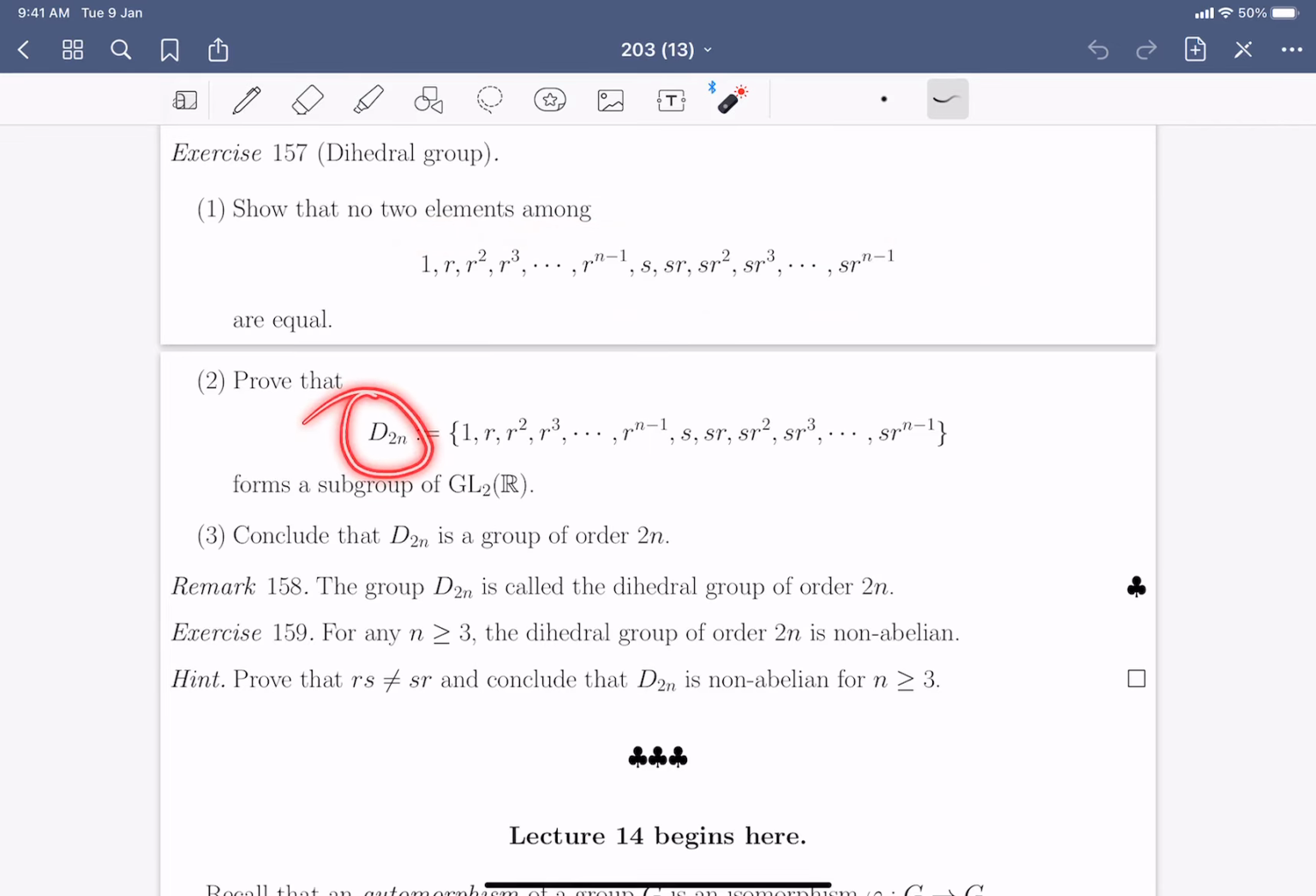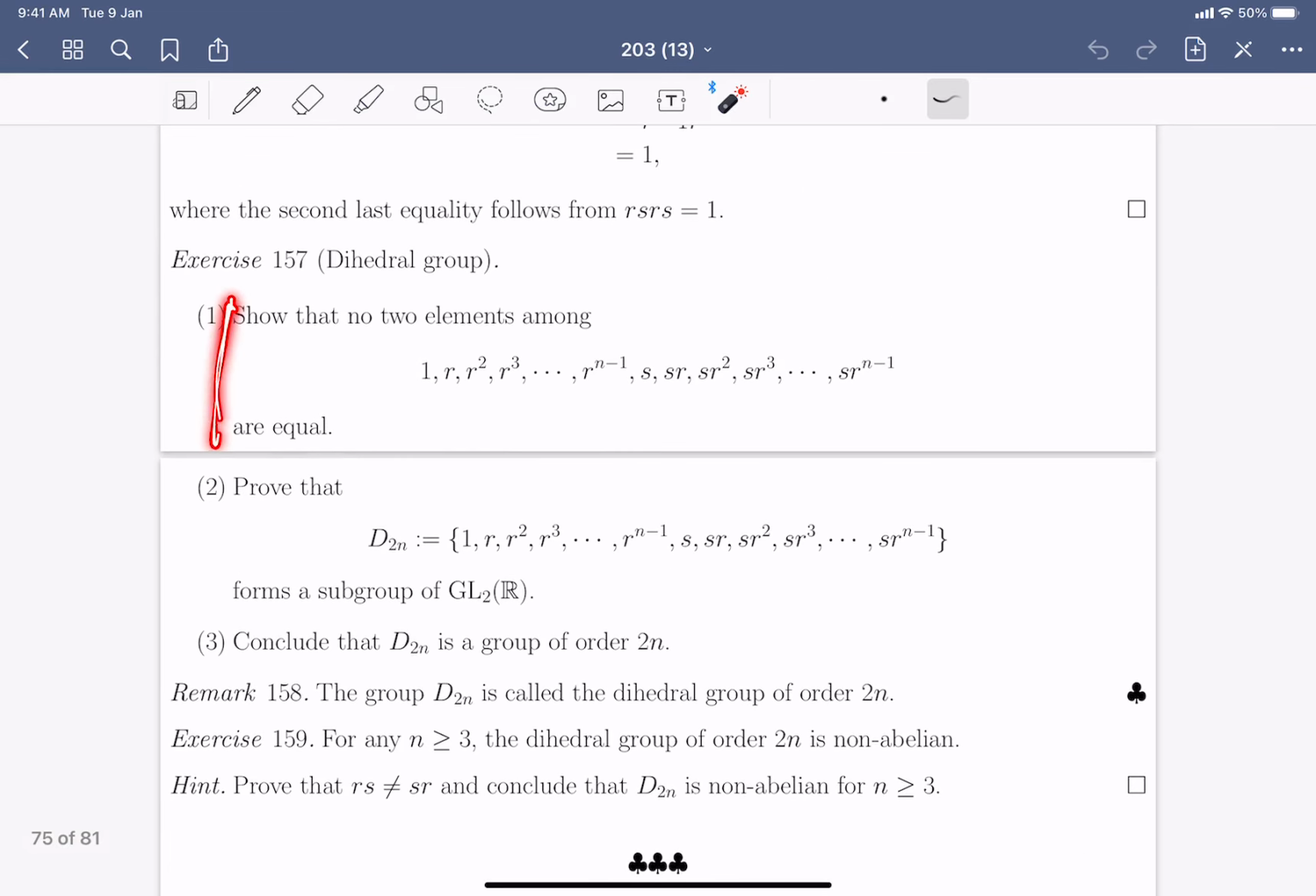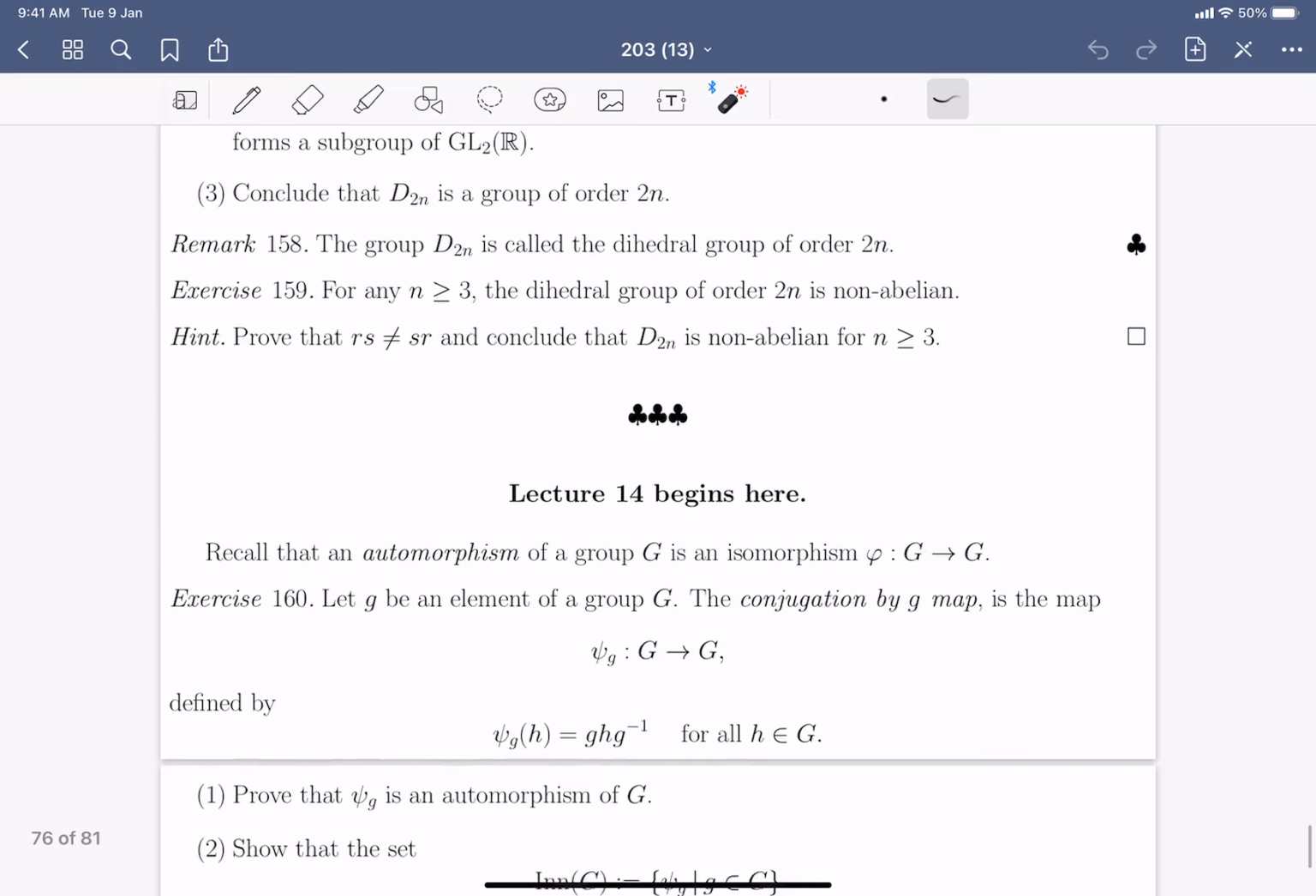So then this set D2n is of size 2n. There is no confusion about it, thanks to part 1. And then the second part says that D2n forms a subgroup of GL2(R). We'll try to discuss a bit of all that today. Okay, great.